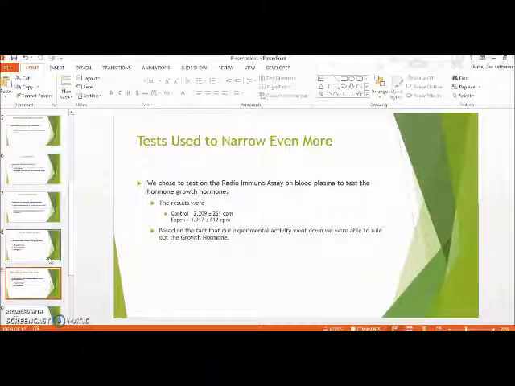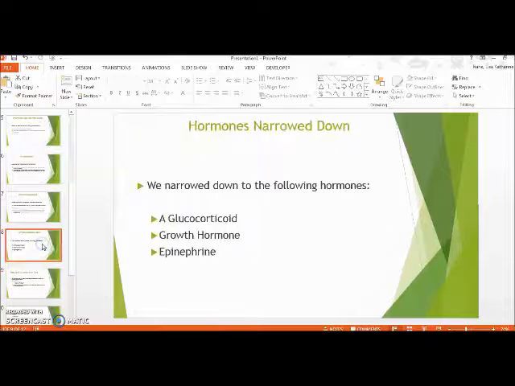So we went on to do our radioimmunoassay on blood plasma, and we decided to do the growth hormone when we tested it. Right here, we found our results. The experimental data was actually lower than the control data, and that just means that there was not as much radioactivity going on. So it wasn't growth hormone, and that eliminated it for us. At that point we still had the glucocorticoid and epinephrine.